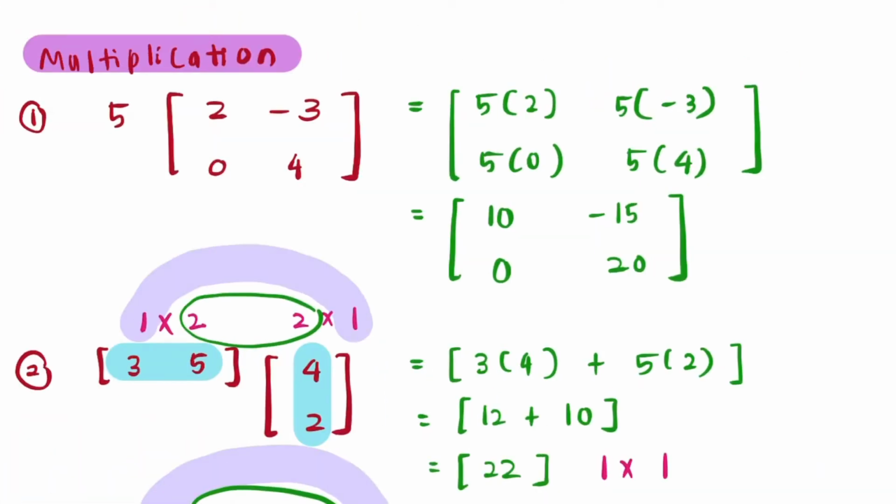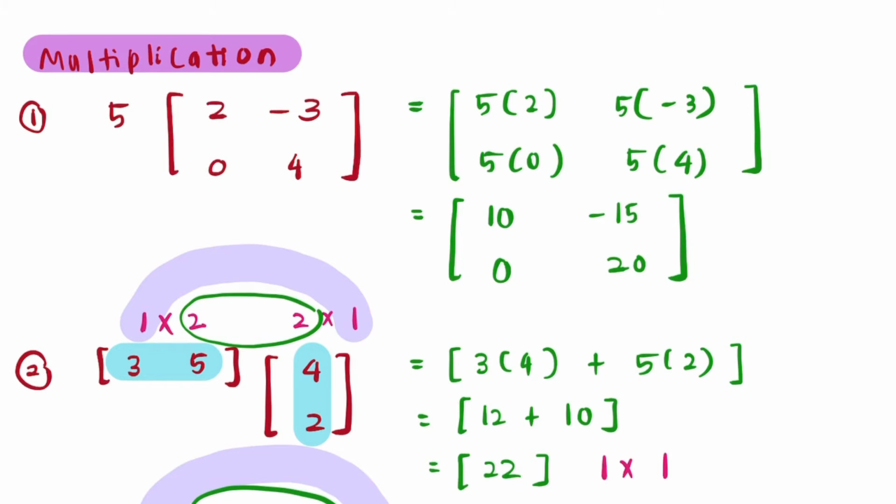Now let's see multiplication. Let's see two types of multiplication. One is when you multiply a scalar to a matrix. Another one is when you multiply a matrix by a matrix. When you want to multiply a scalar, you can do that, but you need to make sure you distribute to all entries. So 5 should be multiplied to all entries like this, and then you'll find the final answer.